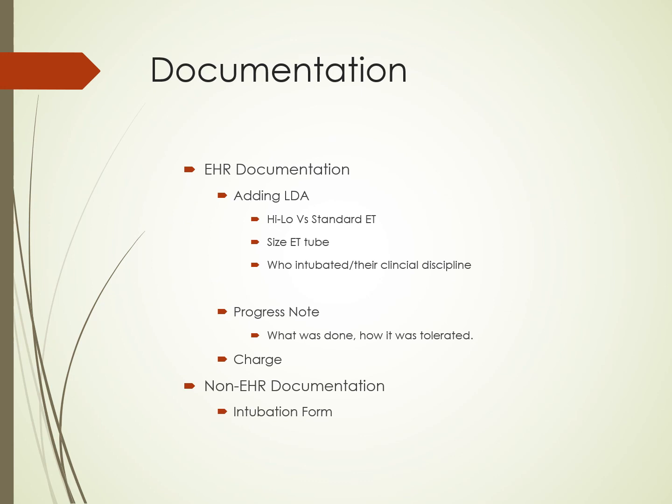So I'm not going to say a lot about documentation. We mentioned earlier that you have to make sure that the physician order is documented, depending upon which electronic health record, or EHR, you use. With the Epic system, it's called an LDA, which stands for line, drain, airway. So you'd go into that function and make sure that the endotracheal tube is entered in there, the correct size, who did it, and any other details as well. A progress note is a good idea, and the charge. We actually charge for the procedure itself.